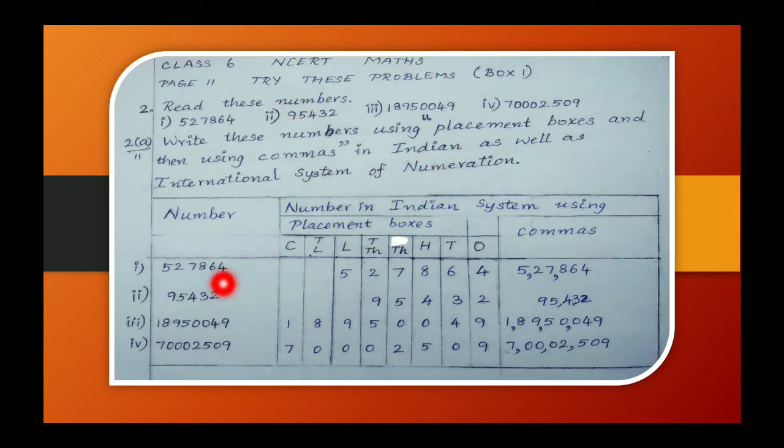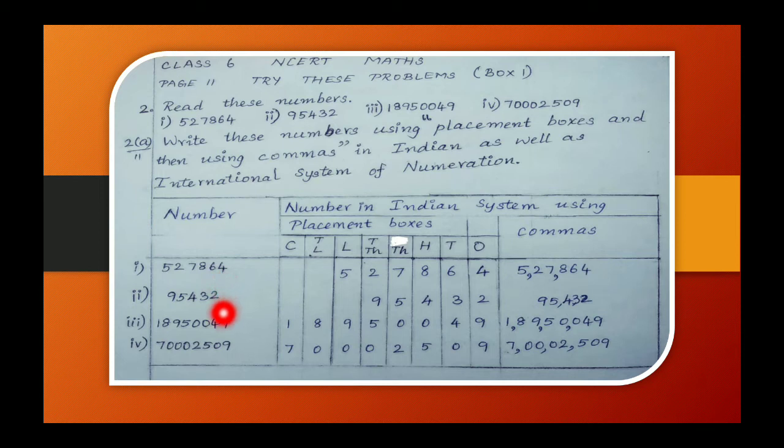We have to read the numbers first and then we have to write the numbers using placement boxes in Indian system of numeration and also using international system of numeration, and we have to write the same numbers using commas in Indian number system and also in international number system. Let us see the first tabular column with the Indian number system. Okay, now read the first number in Indian number system.